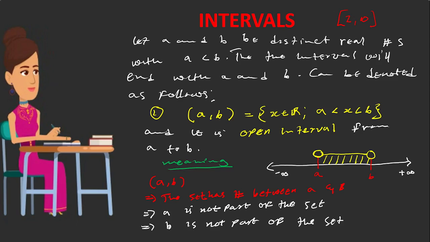What is question number one saying? I'm not able to see properly. These are notes. Let A and B be distinct real numbers. You can see now.